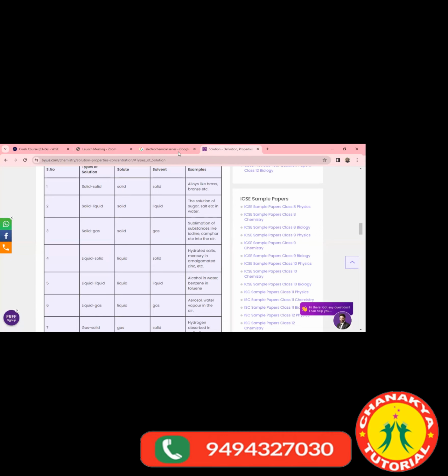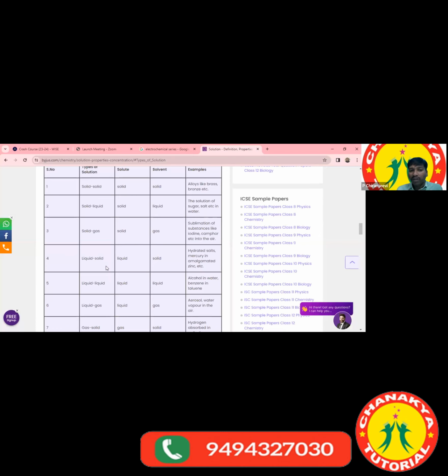When the substance goes from solid to gas without turning into liquid. Very good, ma'am. So the substance which converts directly from solid into gas without converting to liquid form is called the sublimation process. So sublimation of iodine and sublimation of camphor are examples of solid-gas solution.